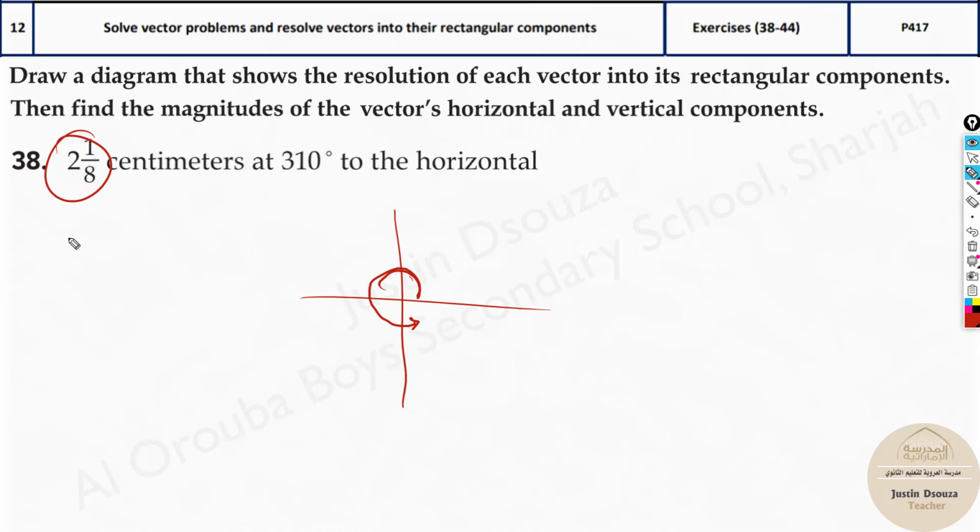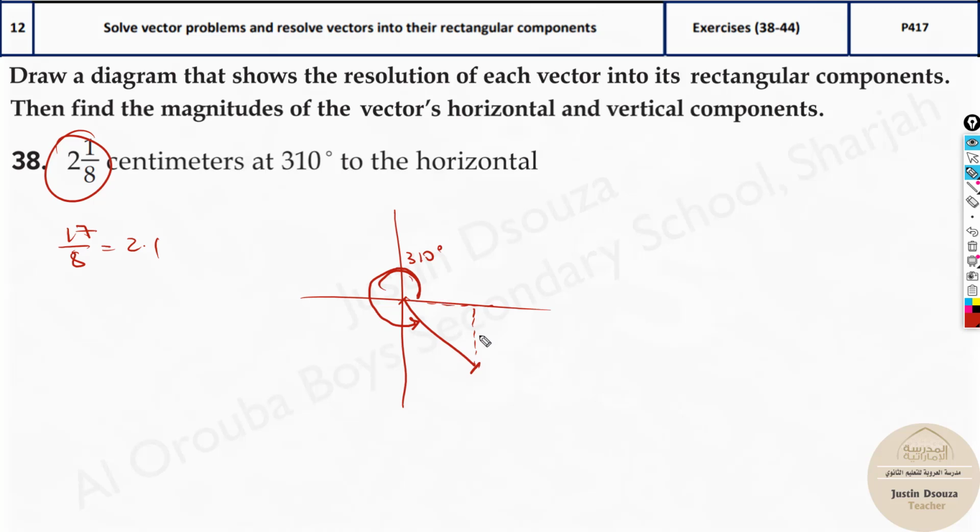This is equivalent to 8 times 2 is 16, plus 1 will be 17, by 8. That is about 2.1, a bit more than 2. I'll take it as 2.1. Let's draw a line which is about 2.1 centimeters long, and the angle is 310 degrees. This is the figure. And if we have to resolve this into horizontal and vertical components, it will be this horizontal component and this is the vertical component.